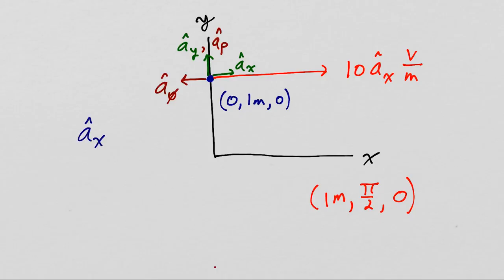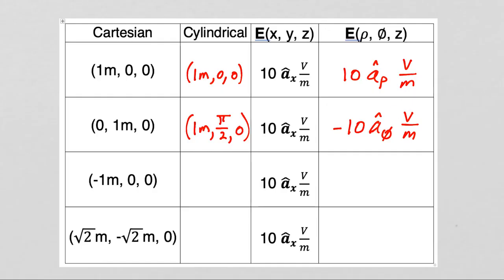So a sub x is equal to minus a sub phi. So the electric field intensity at this point will be 10 volts per meter in the minus phi direction. So here's that entry. So let's move on to our third point.